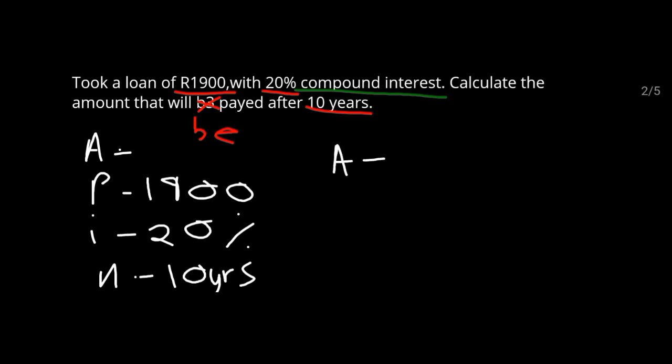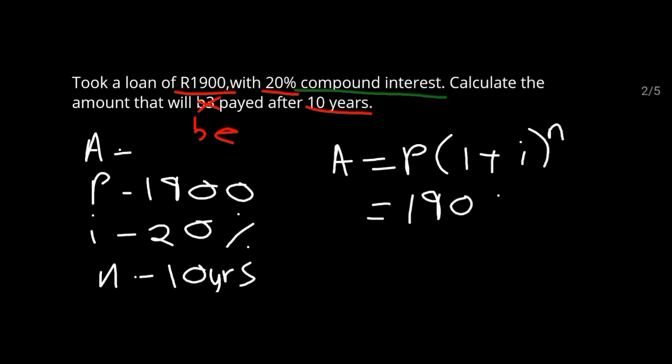So I'm going to use my formula. A is equal to P into 1 plus i to the exponent of n. So my P is 1,900. Remember A is what we are looking for. So then 1 plus my interest is 20%. I have to convert it.